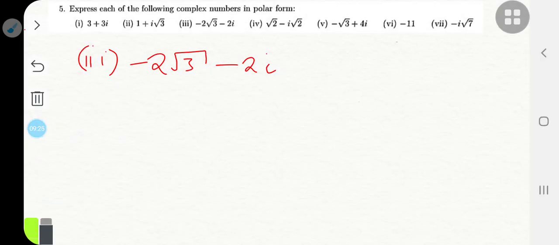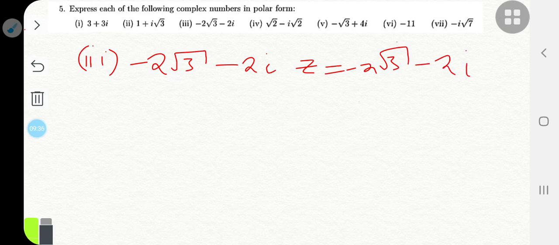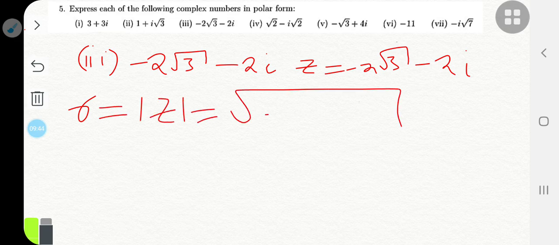So part 3, we have been given negative 2 root 3 minus 2i. I'll just say let my z be equal to negative 2 root 3 minus 2i. Then let me find my r. My r is just equal to the magnitude of z, and we know how to do that. It's just by squaring negative 2 root 3 there, plus negative 2, which I also square.